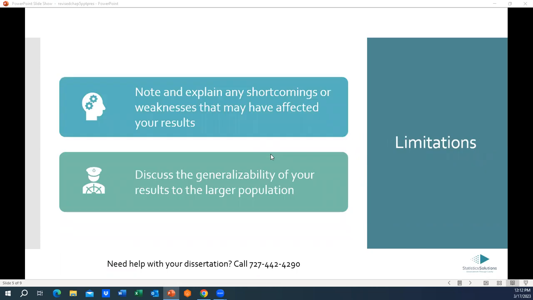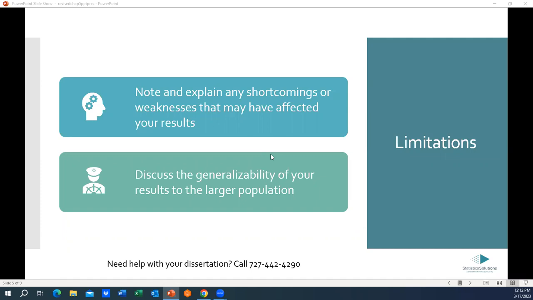Okay, limitations is next. And again, you're going to spend probably most of your time on that section I just talked about, the interpretation section. Limitations, this is where you talk about any kind of weaknesses or shortcomings or anything that may have affected your results.